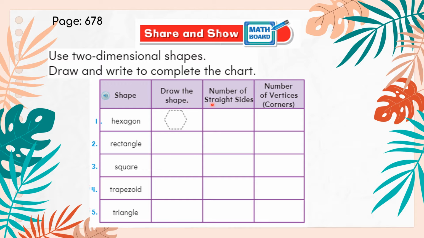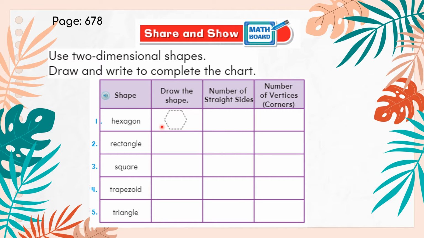Then for the same shape, let's talk about the hexagon. We have to write the number of straight sides. You just learned how we can count the sides of a shape. Then you have to write the number of vertices, or the number of corners, of the same shape. So here you're going to write the number of vertices a hexagon has. Similarly, you're going to draw a rectangle, write the number of sides of a rectangle, and write the number of vertices of the rectangle. So let's start doing this.